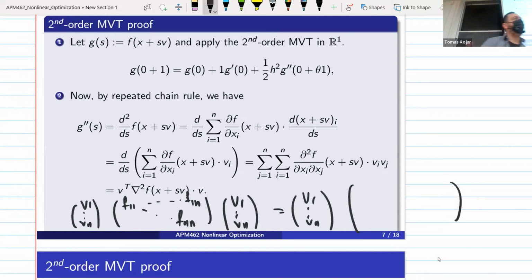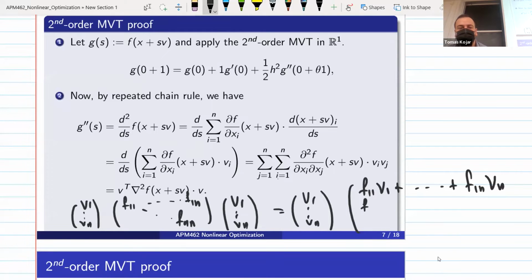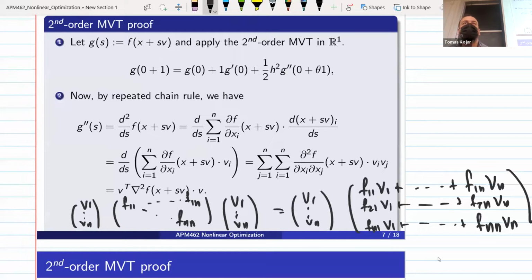Plus, right? Okay. Yeah, that's all I wanted to hear. I wanted to make sure that people know how to do this. F1 V1 plus dot dot dot F1n Vn, and then underneath is the second row, which is F21 V1, F2n Vn, and then Fn1 V1, Fn Vn. Is that okay? Okay, good. And then you just take the dot product and you will get that thing.